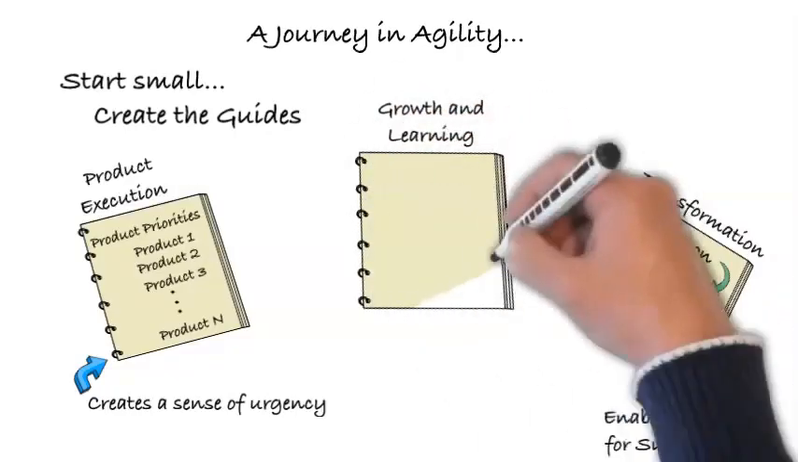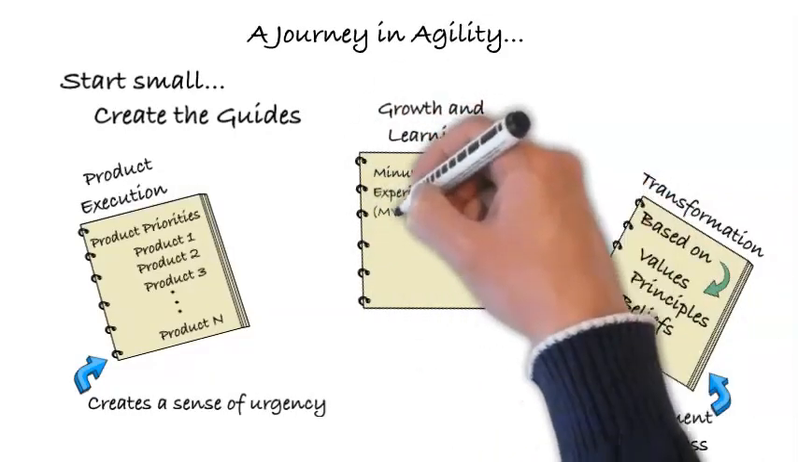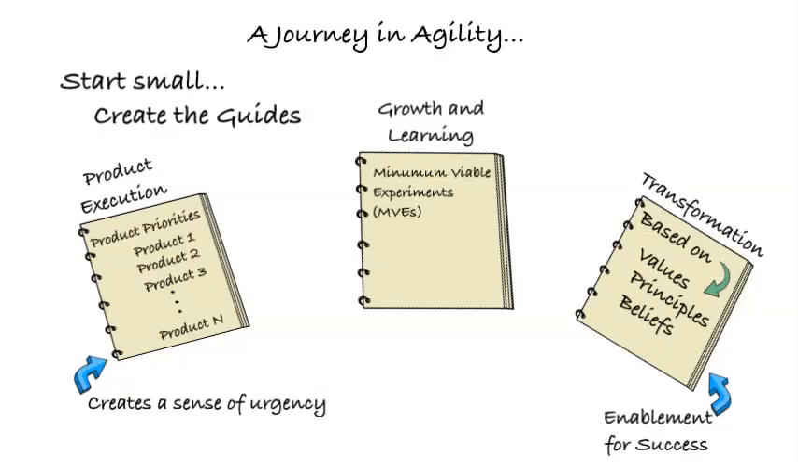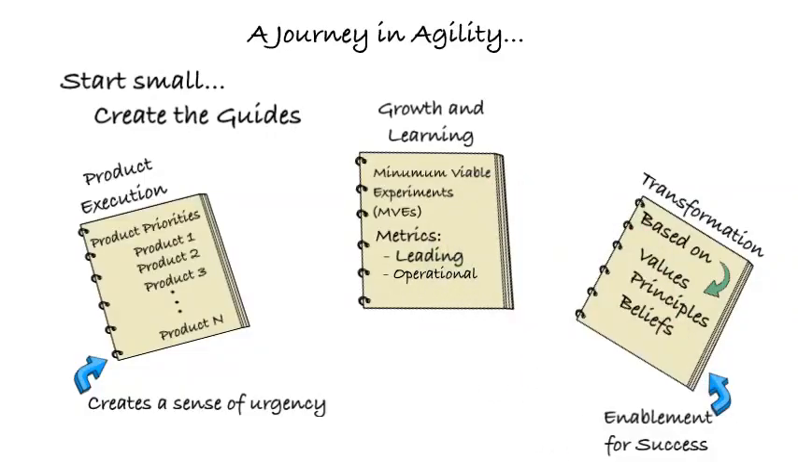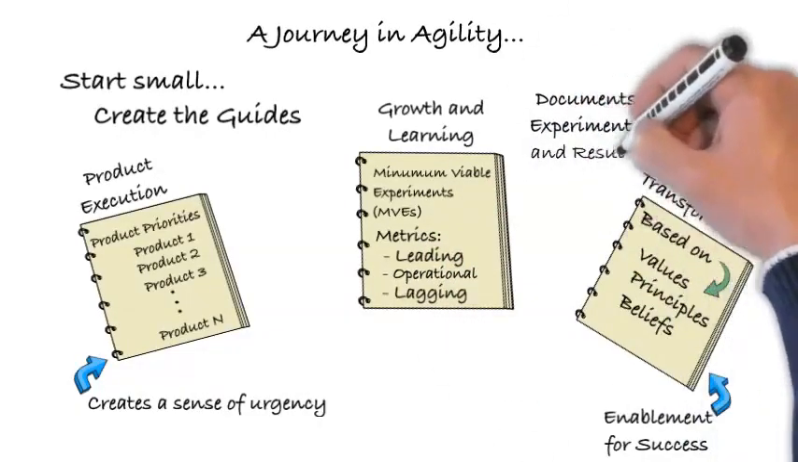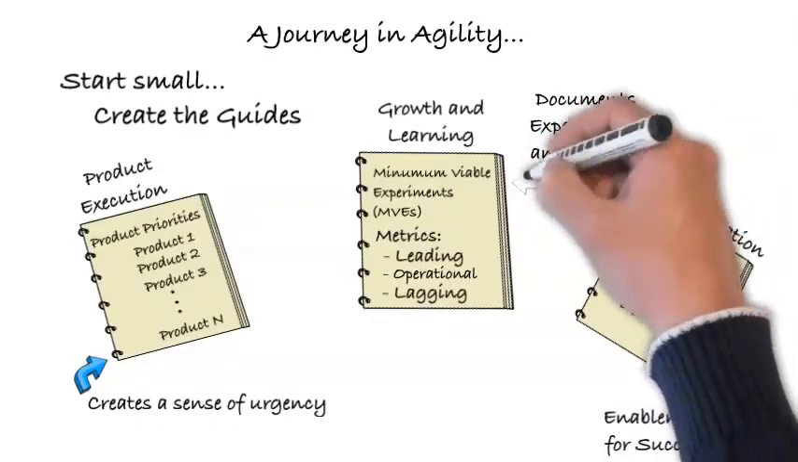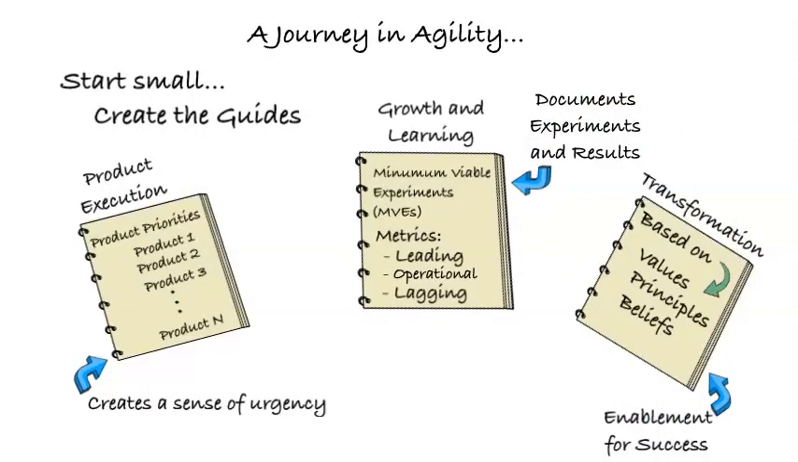This guide documents our minimum viable experiments, or MVEs. It also includes the metrics we've been recording, such as leading, operational, and lagging indicators. The intent of this guide is to document the experiments we've run and the results of those experiments throughout our Agile transformation. Each of these three guides contains its own backlog.